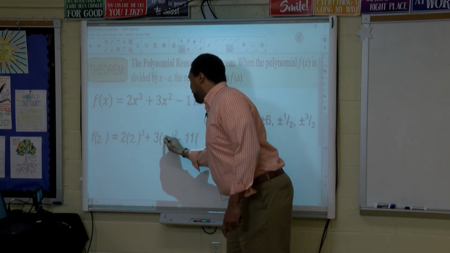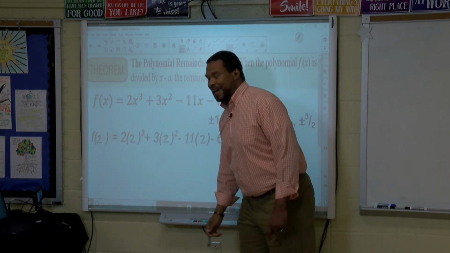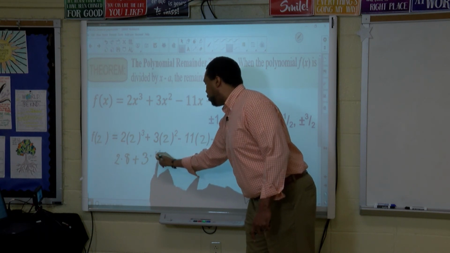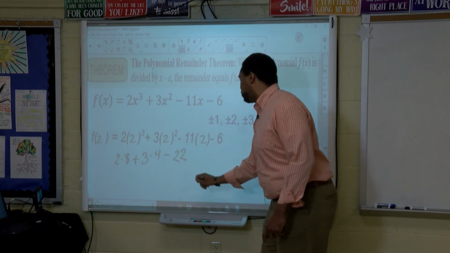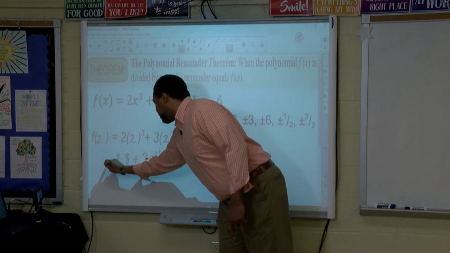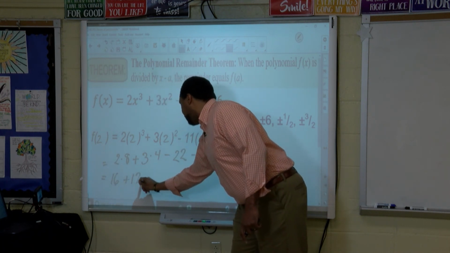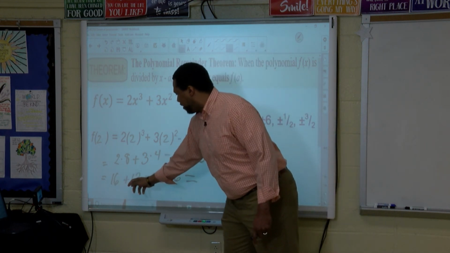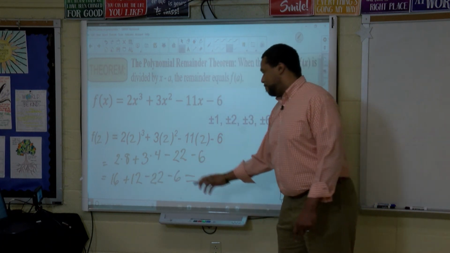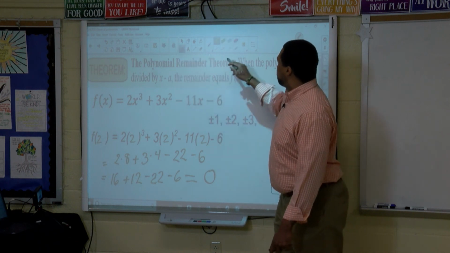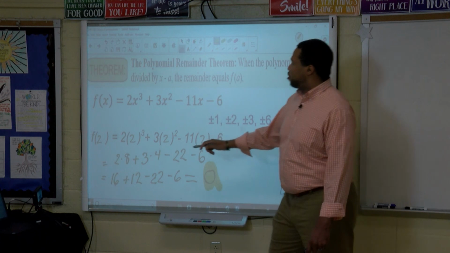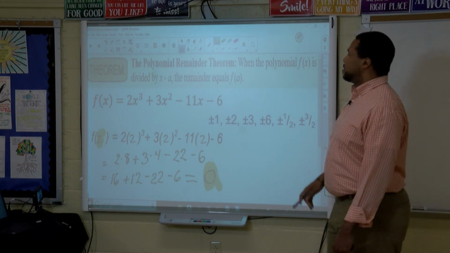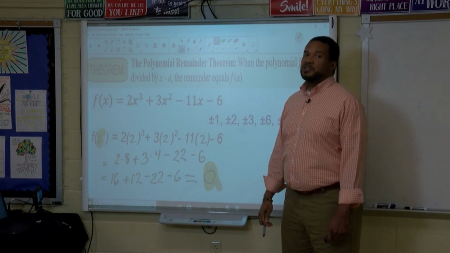Plug 2 in each spot for x to evaluate. 2 to the third power is 8. 2 times 8 plus 3 times 2 to the second power is 4, minus 22, because 11 times 2 is 22, minus 6. So that is 16 plus 12 minus 22 minus 6. 16 plus 12 is 28. Minus 22 is 6. Minus 6 is 0. So notice we have 0 as our remainder, which means 2 is a zero, such as we found using synthetic division. So you can choose synthetic division or the polynomial remainder theorem to determine the zeros using the rational root theorem.